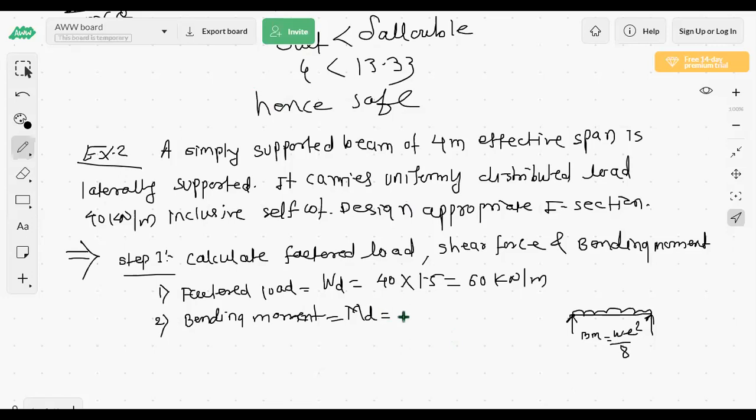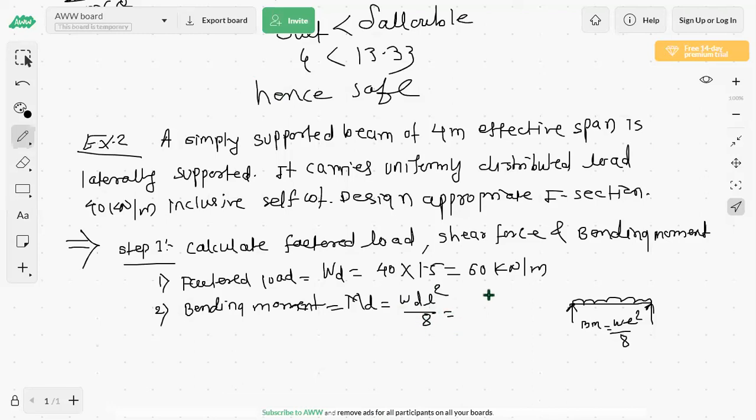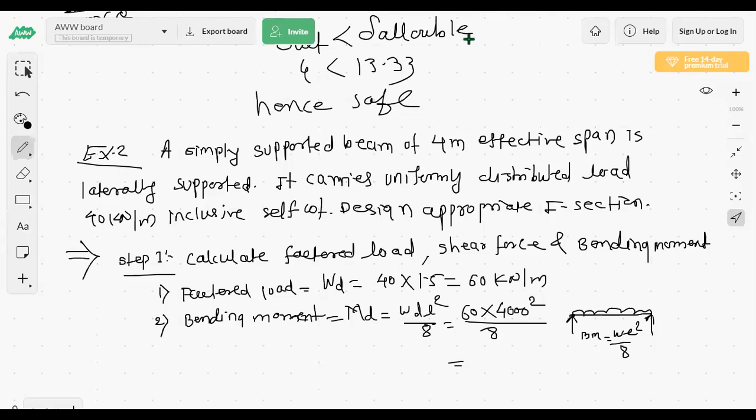Okay, so MD is equal to, how to calculate MD? WD L square by 8. So WD is 60 into L square. L is 4000 mm. 4000 square divided by 8. So how much is MD?